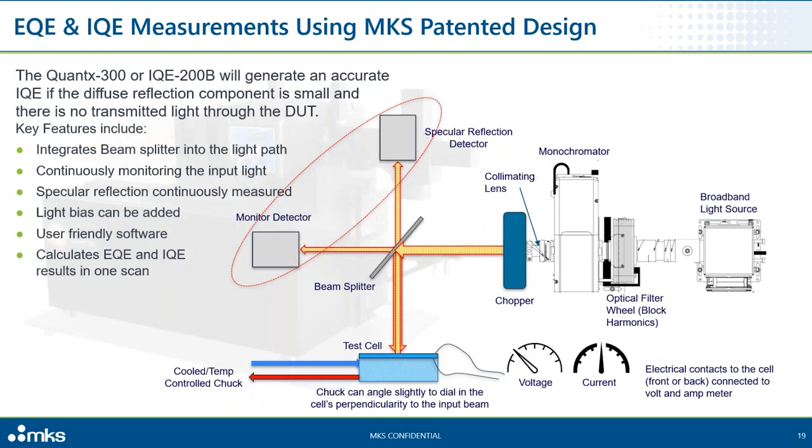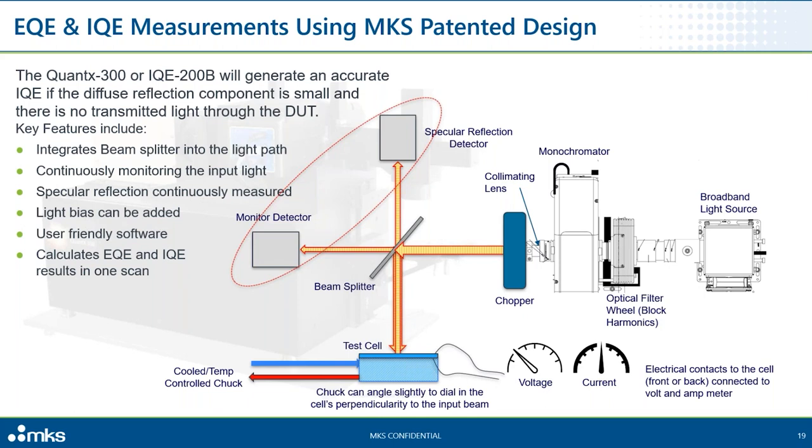So we can go to the next slide. What I'm going to talk about here is based on a turnkey system that we produce here at Newport. It's called a Quantix 300 or an IQE 200B. This is a patented system, and one of the components that makes this a patented system is the use of a beam splitter.